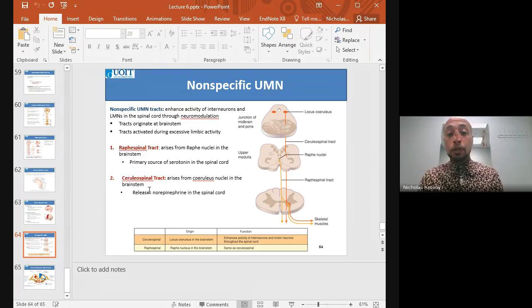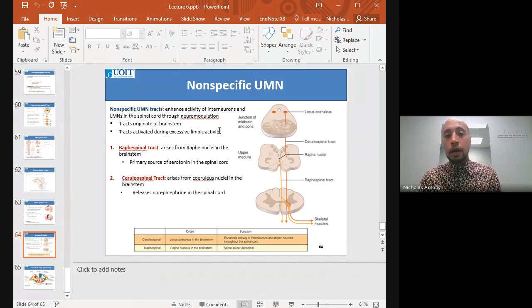Now, the cerebrospinal tract is responsible for releasing norepinephrine or epinephrine in the spinal cord as a neuromodulator in response to fight or flight. Do you guys remember when you get in a car accident or something very bad happens, or you're stressed, and so your epinephrine is up, you feel very tense and the muscles are all ready to go? They're primed through the neuromodulation of the lower motor neurons in the spinal cord via the cerebrospinal tract, which releases epinephrine as a neuromodulator into the spinal cord.